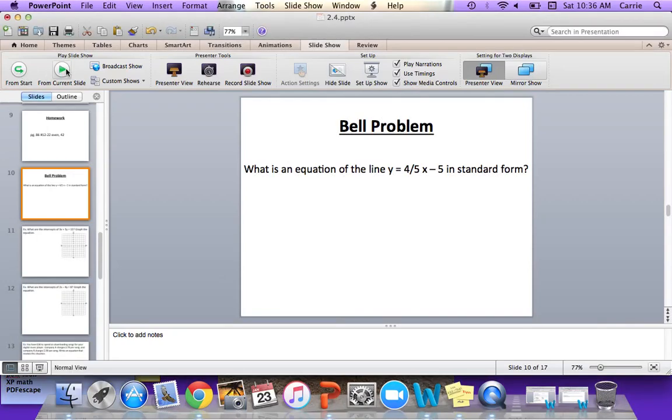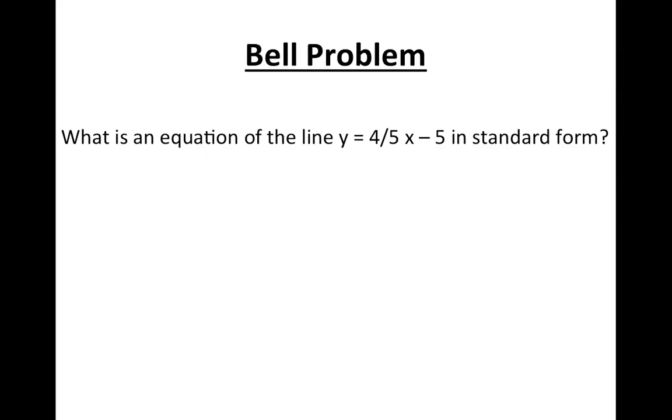Continuing 2.4 with this bell problem, we're given it in slope-intercept form. We have to take it to standard form. So again, think about it. We have to get this in standard form, meaning our x and y terms are on the same side, there are no fractions, and it's equal to a constant term. So think about what you can do to get rid of this fraction here and write it in standard form. Come back and we will go over the answer.